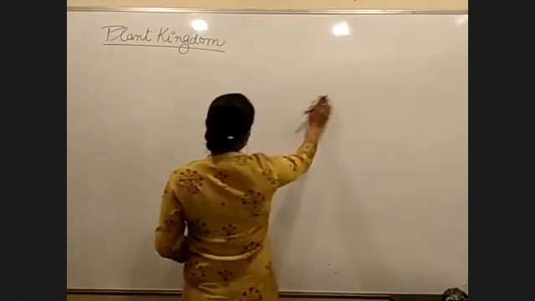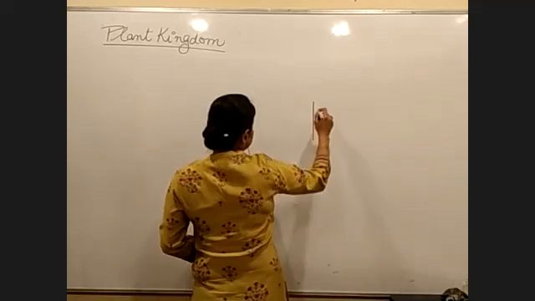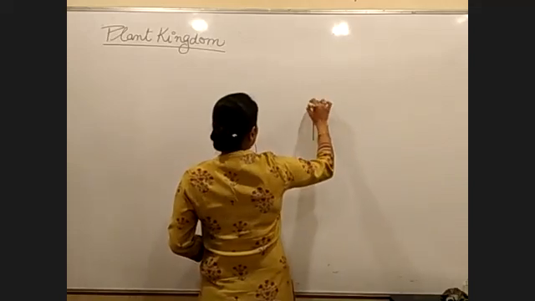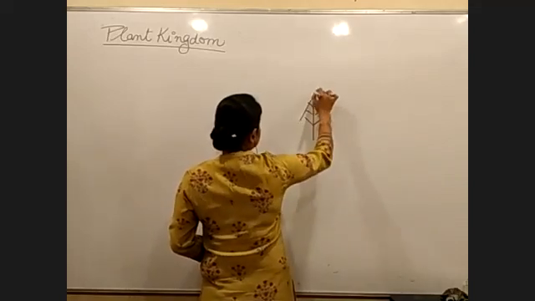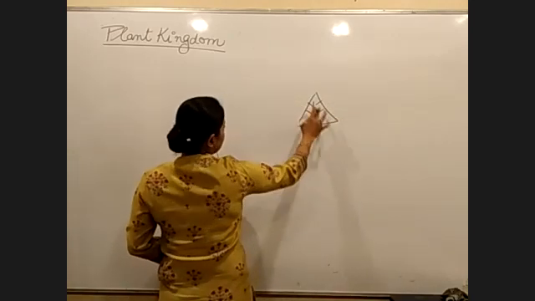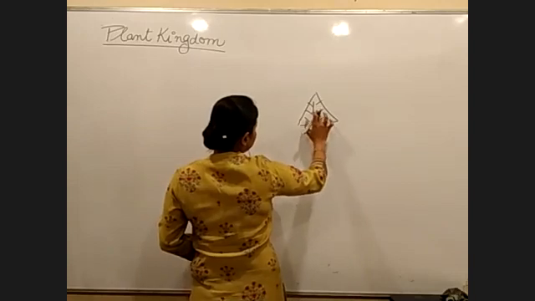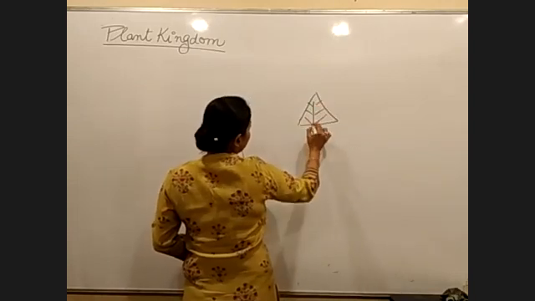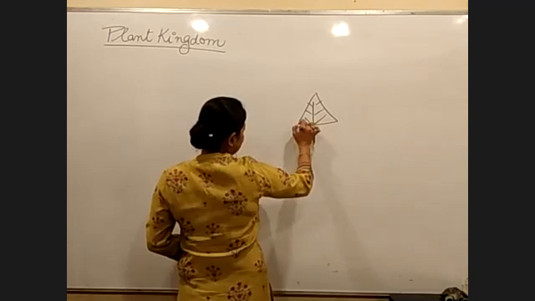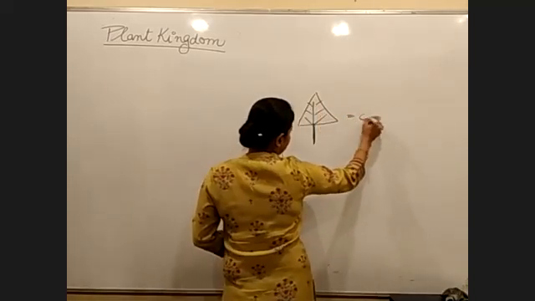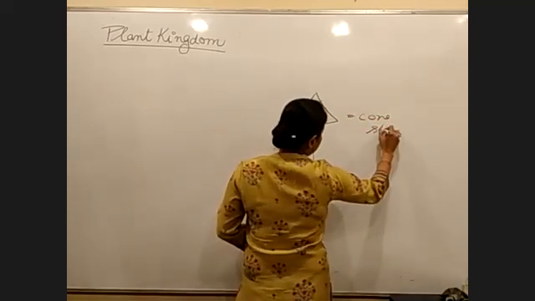So an adult plant, if it has to be cone-shaped, it will look something like this. So this is cone-shaped. Cone-shaped plants are called excurrent type. Excurrent is nothing but cone-shaped.